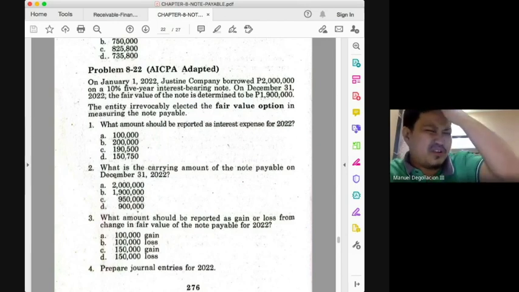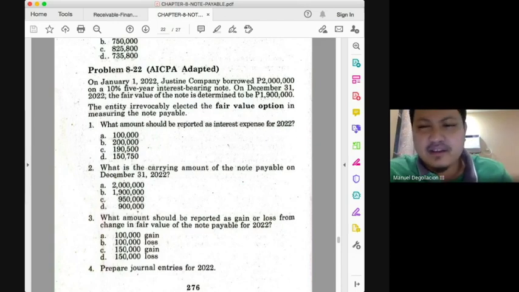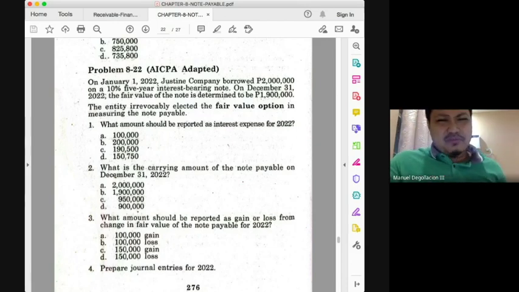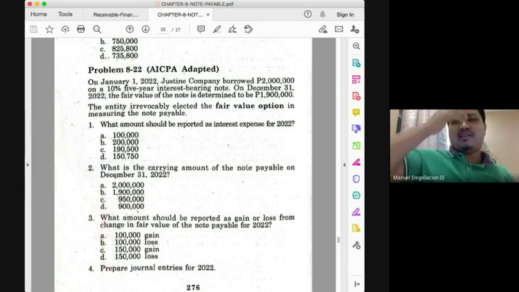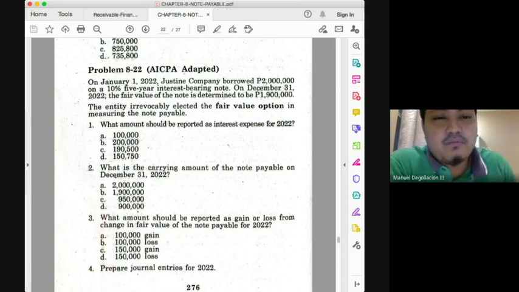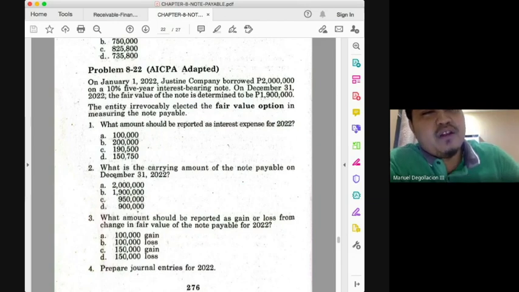Okay, so it will actually be simpler if it's under the fair value option. Okay, but we do not expect a lot of problems to be asked under this scenario. What is the carrying amount of the note payable on December 31, 2022? And this is what makes the fair value option a lot simpler. You just determine the fair value on that date. No need to amortize. No need to amortize. Whatever is the fair value on that date, that would be the carrying amount. Okay? You will just have to adjust the previous carrying amount. Okay, since the problem tells us that the fair value of the note on December 31, 2022 is 1,900,000, then that will be the carrying amount on December 31, 2022.